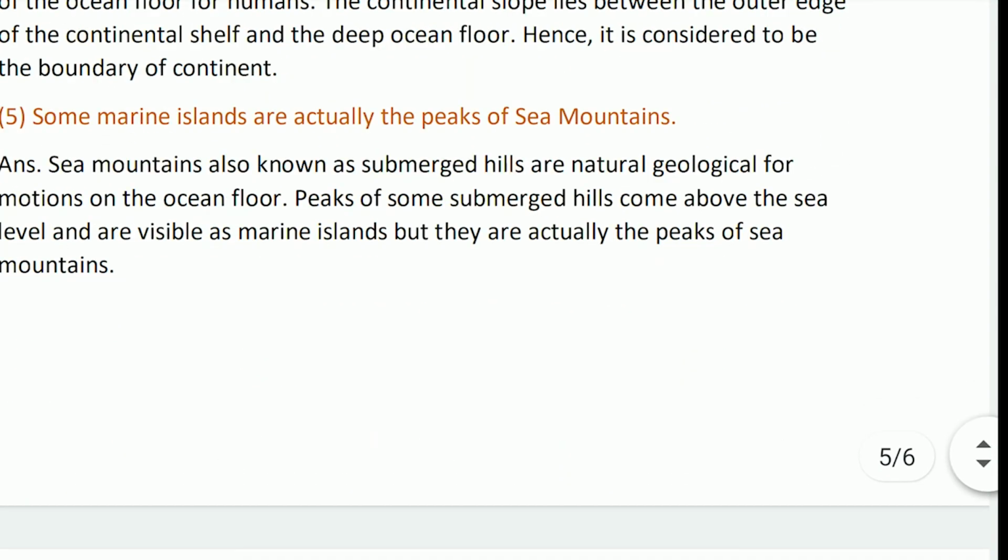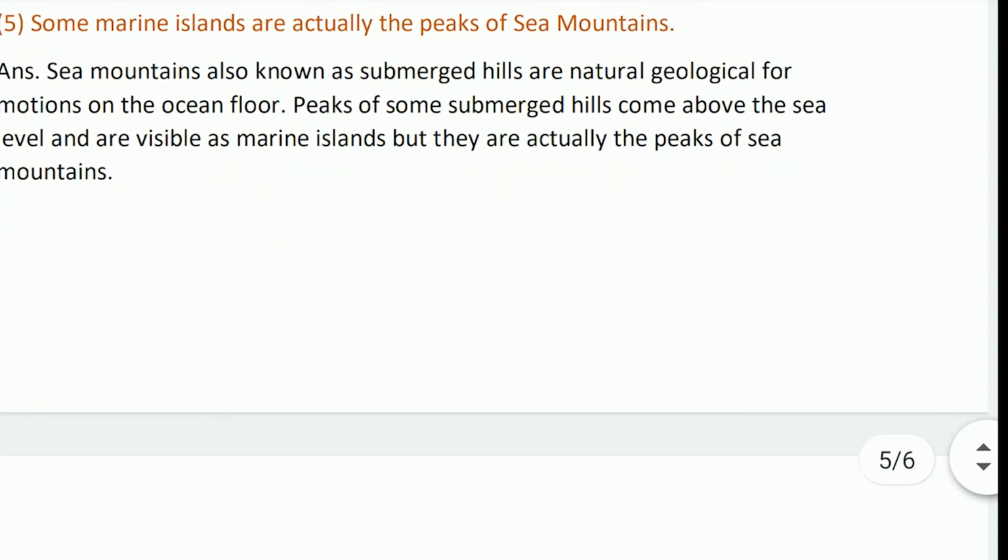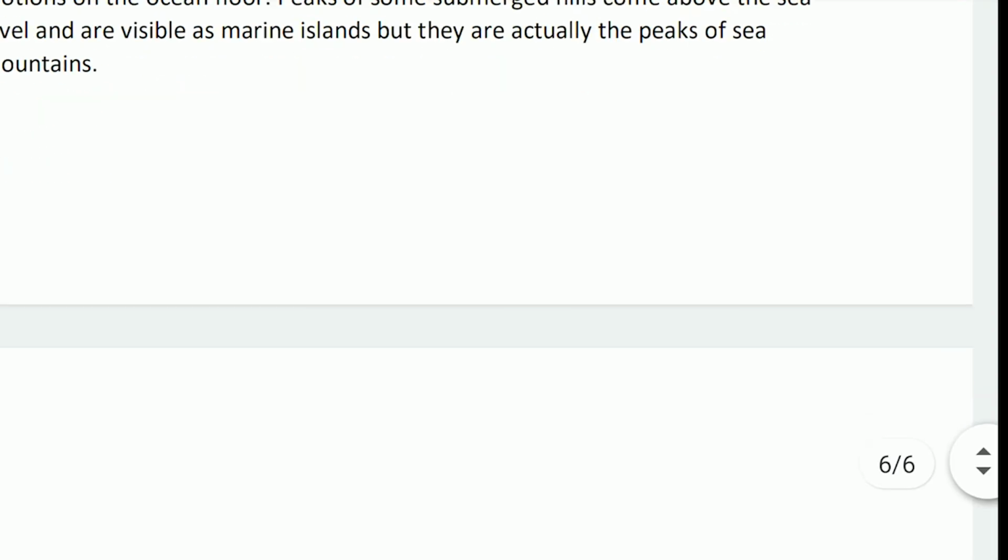Some marine islands are actually the peaks of sea mountains. Answer. Sea mountains are also known as submerged hills, formed by geological movements of the ocean floor. Peaks of some submerged hills come above the sea level and are visible as marine islands, but they are actually the peaks of the sea mountains.